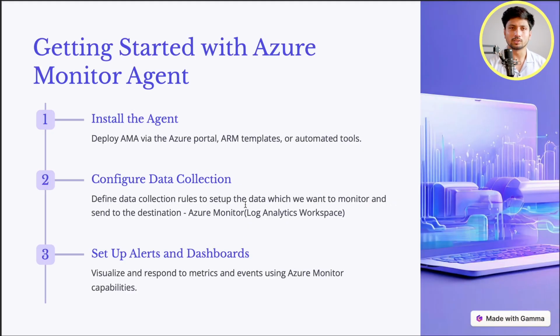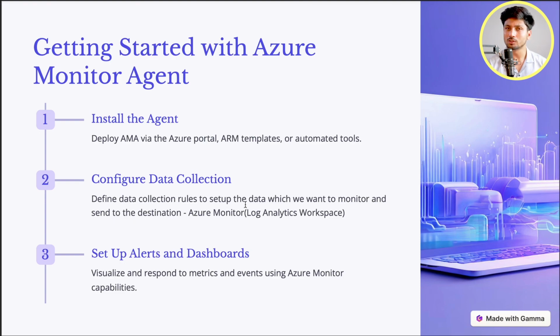How can we start using the new agent? We can install the agent in a number of ways. Number one, we can directly go to the virtual machines page, select the virtual machines, and under extensions we can directly install the agent. Or we can create a data collection rule wherein we define what data we want to collect and then directly attach the virtual machines to it. This will create a system-assigned identity plus a DCR association, which will tell the agent what data to collect from the VM.